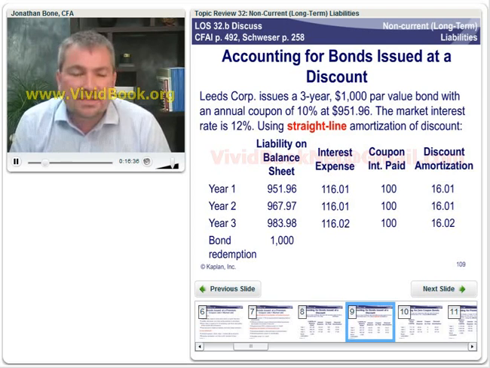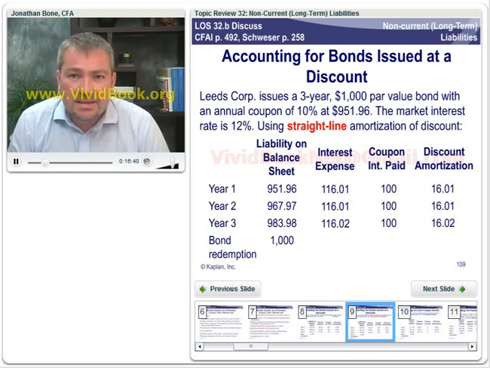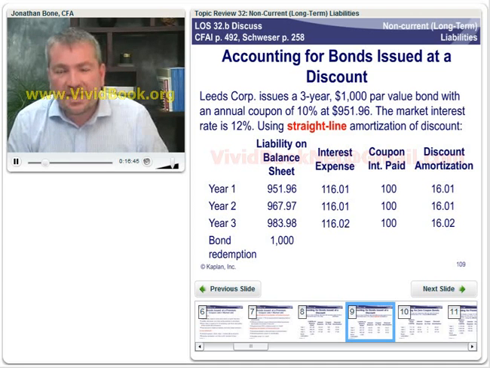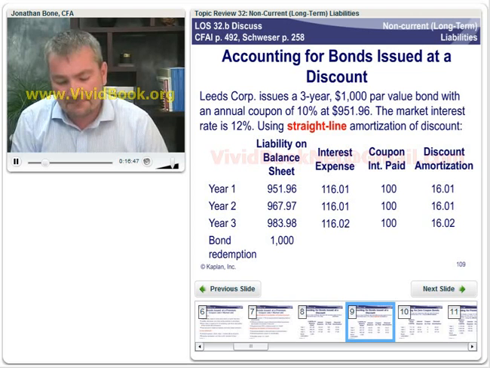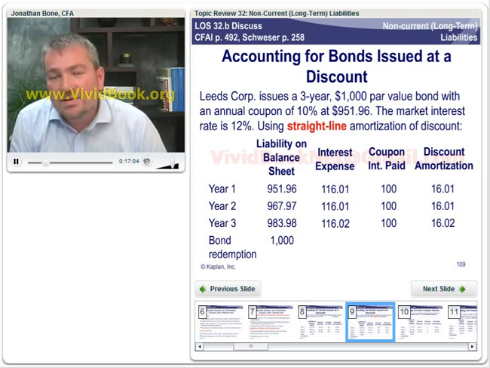Notice here is a straight line approach which is allowed under US GAAP but not IFRS. So notice all we're doing is taking the discount, and of course the discount to par is the $1,000 par value minus our bond proceeds, 951.96, which is 48.04, and then we're saying okay, we've got 3 years, so divide that by 3 and we've got 16.01. And all we're doing therefore is amortizing 16.01 each period.